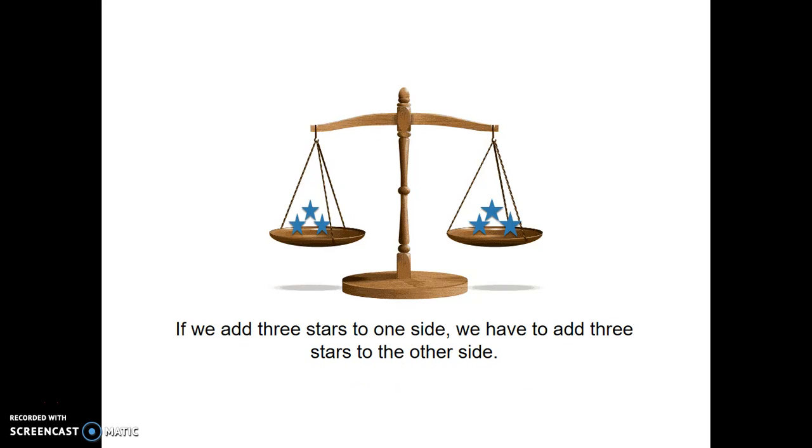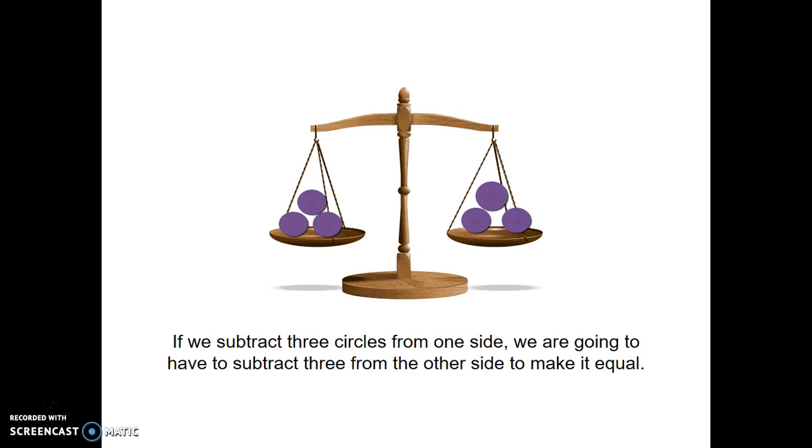For example, if we were to add 3 stars on one side of the scale, we would have to add 3 stars on the other side of the scale to make it equal. The same goes for subtraction. If we were to subtract 3 circles from one side, we would also have to take away 3 circles from the other side so the scale stays equal.